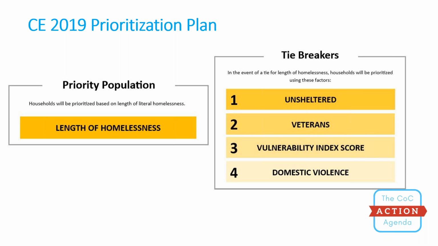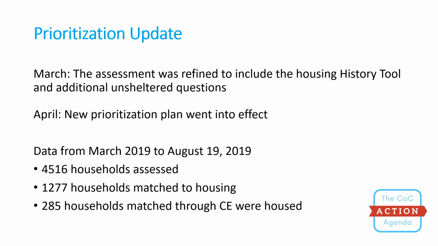This picture is just to give a visual as a reminder. When we reoriented the prioritization plan, we also reoriented the assessment to meet our matching criteria and guidelines for prioritization. A big piece of this has to do with understanding people's length of homelessness, even beyond what they may have initially shared if they were assessed in the past, to understand their chronic homeless status, as well as understanding their unsheltered status. Pass it off to Anna.